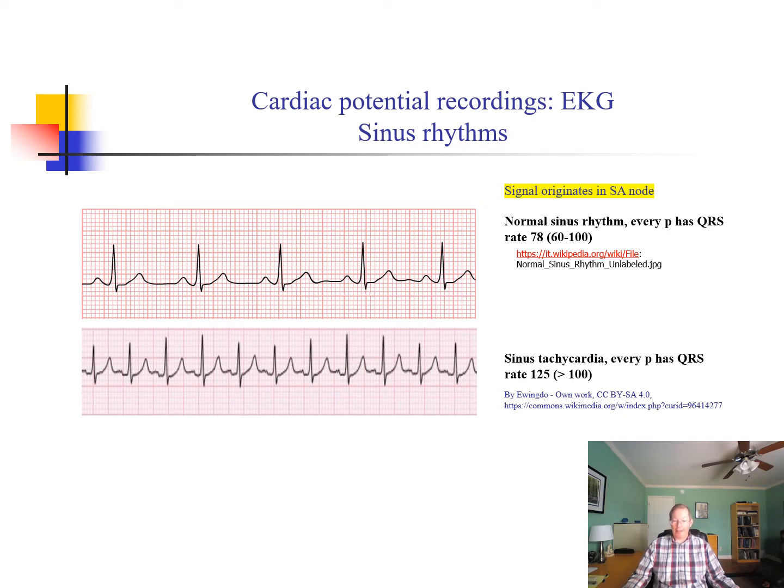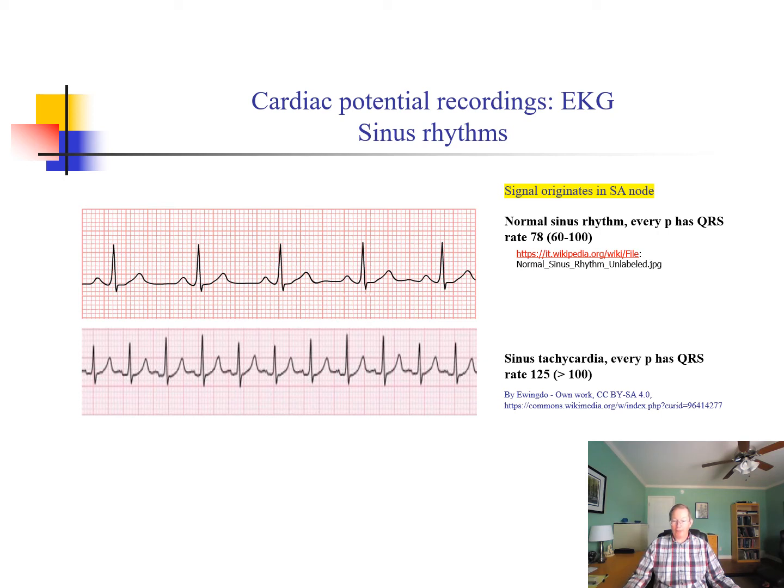I look, I have P, Q, R, S, T. P, Q, R, S, T. So every P wave has a QRST associated with it. This is a sinus rhythm. And since the rate, the time that it takes to get from one R wave to another, is between 60 and 100, I call it normal sinus rhythm.